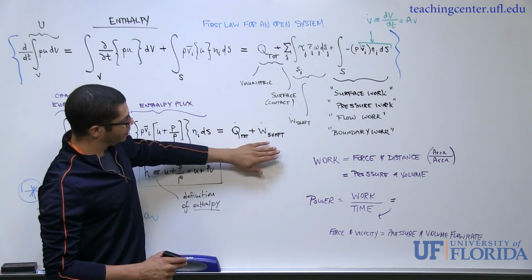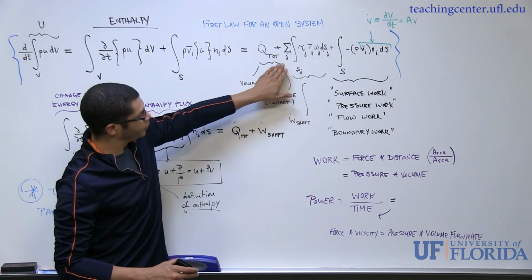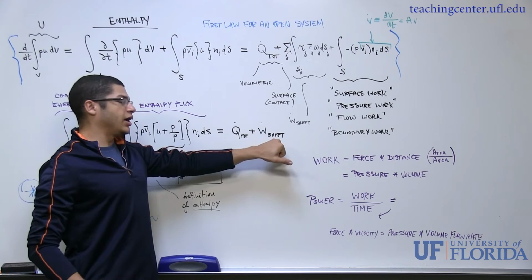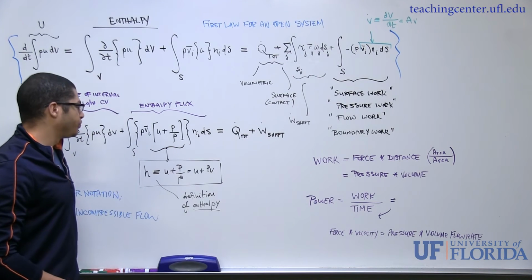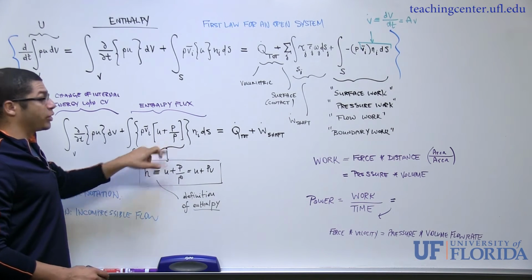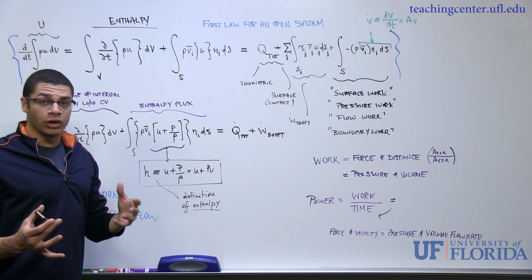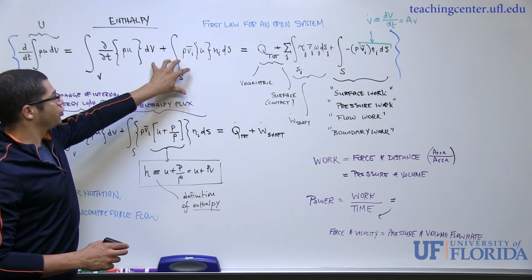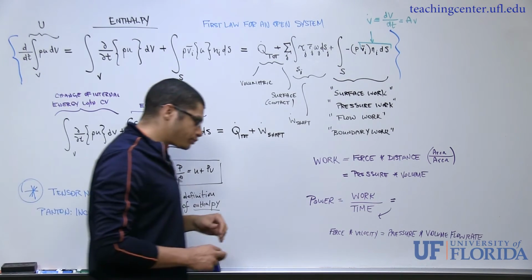And this is equivalent to the remainder of the terms on the right-hand side of the equation, the total heat transfer and the total shaft work into the system. So before I move on to talking about why this term in brackets is so important and relevant for open flow systems, I want to talk about these first two terms briefly.